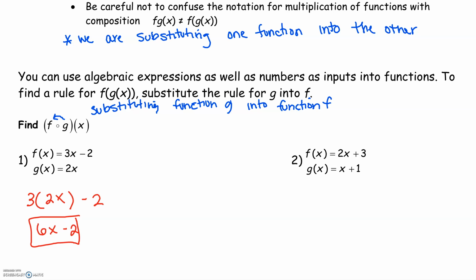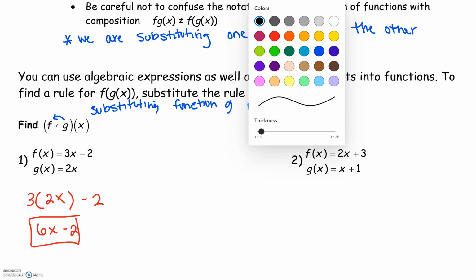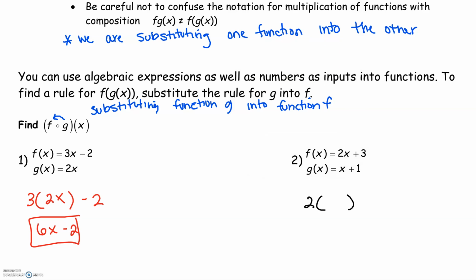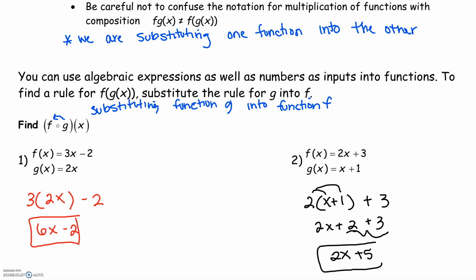All right, let's take a look at number 2. So plug in the g into the f. So write out the f function and then plug g in and then simplify. 2x plus 2 when we distribute, 2 times 1, 2, and then we're going to combine those like terms right here. And so 2x plus 5.